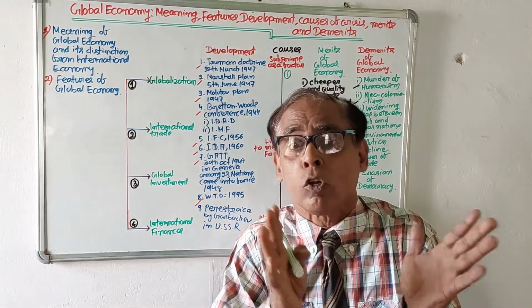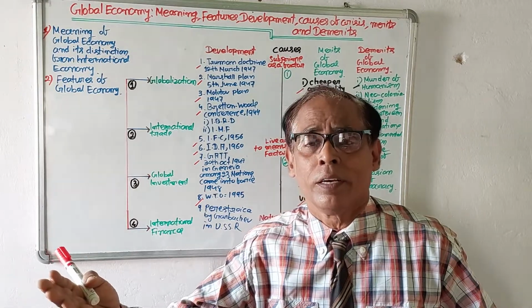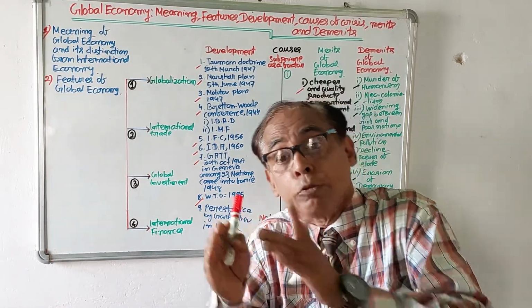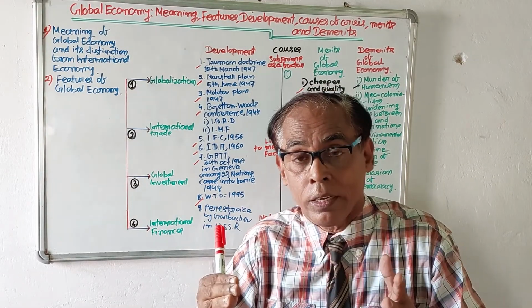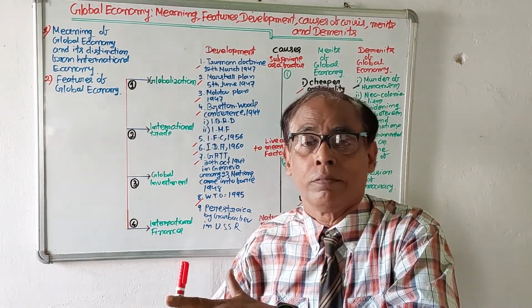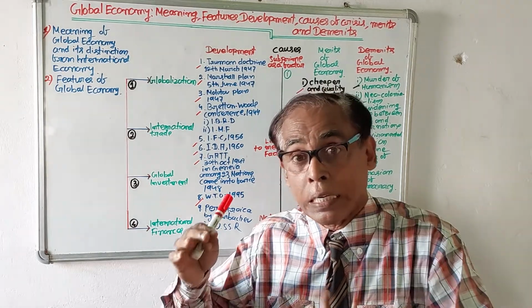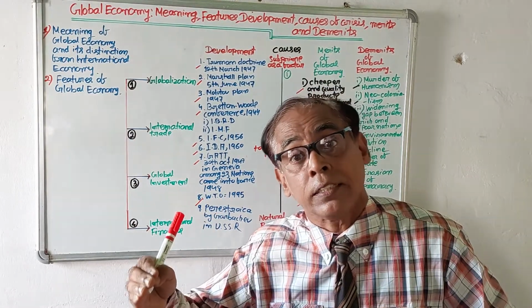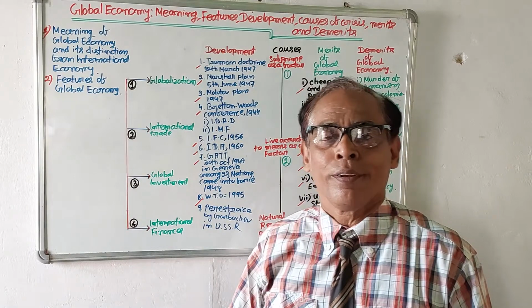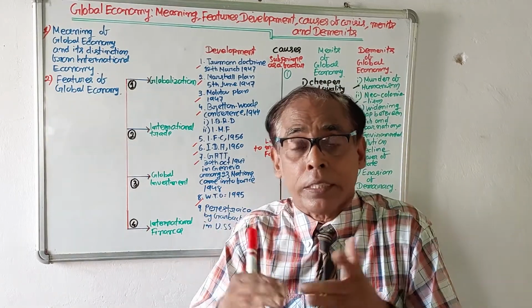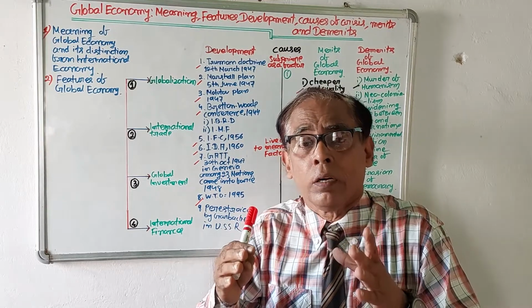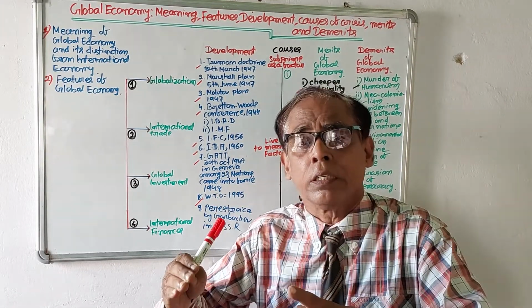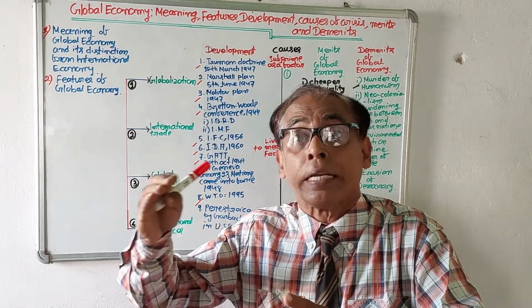Previously, there was national economy, not global economy. But how did the global economy come to the scene? The global economy came to the scene when economic liberalization started. Economic liberalization means when a country will not have restrictions on trade.